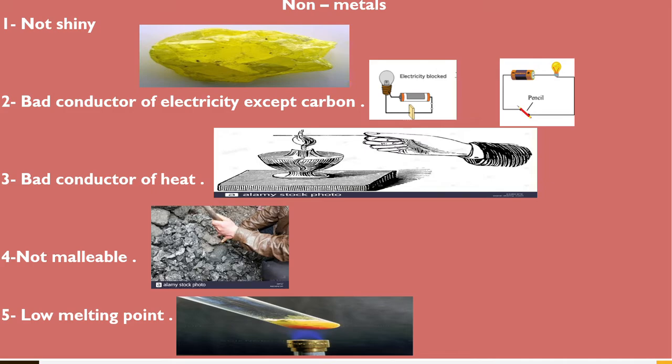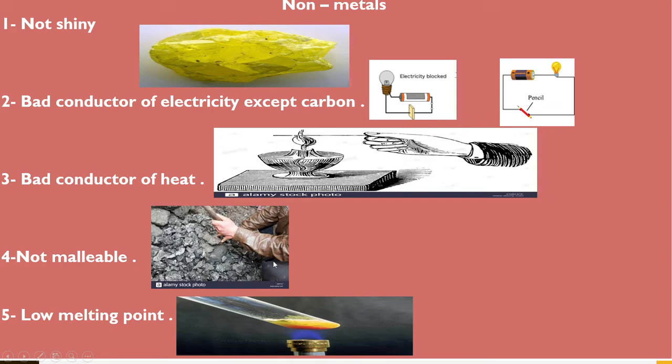Number three, they are bad conductors of heat. They cannot conduct heat. This is a bar of graphite which is found inside the pencil, and if we expose it to the heat, we cannot feel the heat in our hands because it is a bad conductor of heat. Number four, they are not malleable. We cannot shape them or bend them. They break down like you see.